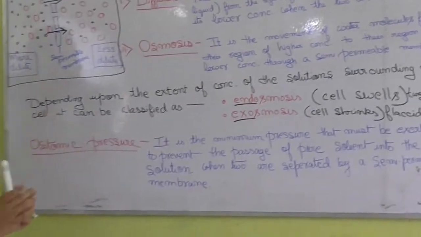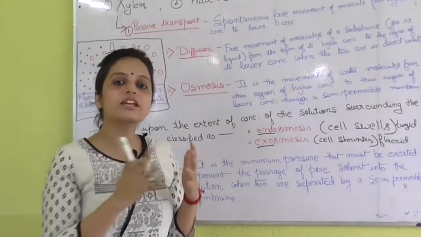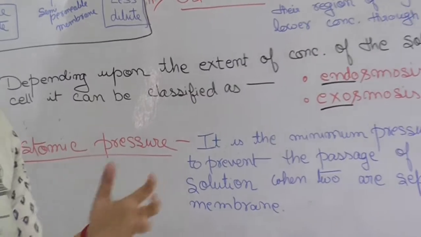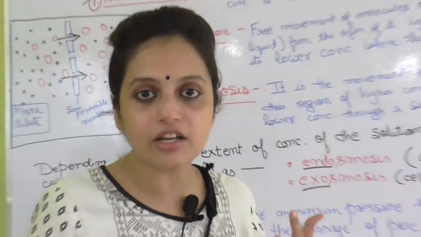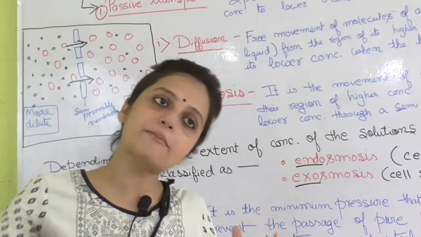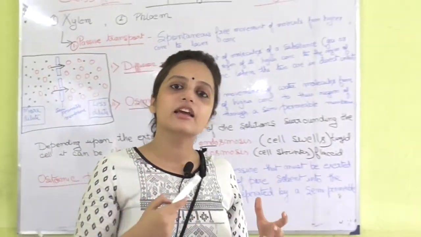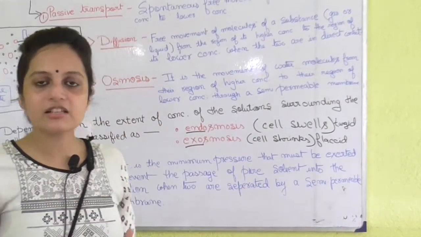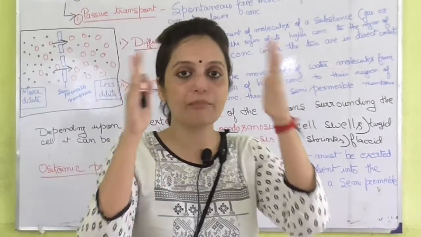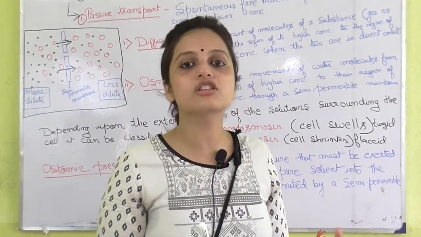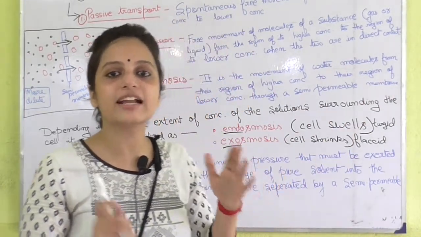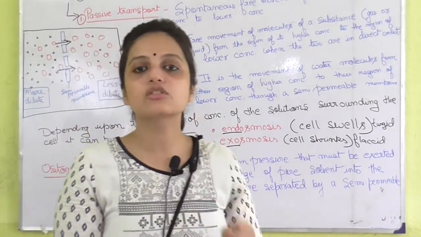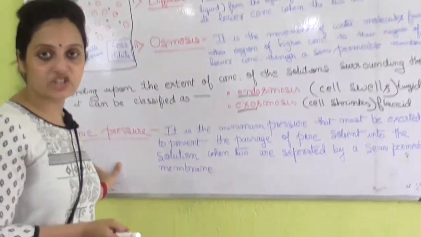Next, osmotic pressure. What is osmotic pressure? Osmotic pressure means the minimum pressure that is exerted by the cell so that the pure solvent cannot enter. What happens if the water constantly enters the cell? It may burst. It will be bad for the cell, so there should be a pressure to prevent this. That is osmotic pressure. So the minimum pressure after which the water cannot enter the cell through a semi-permeable membrane is called osmotic pressure.